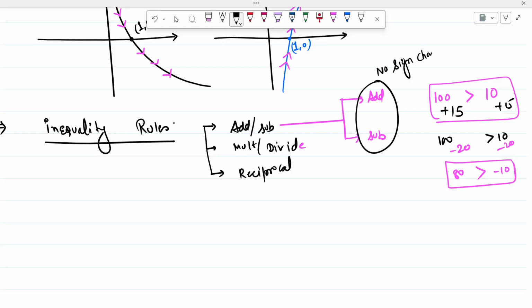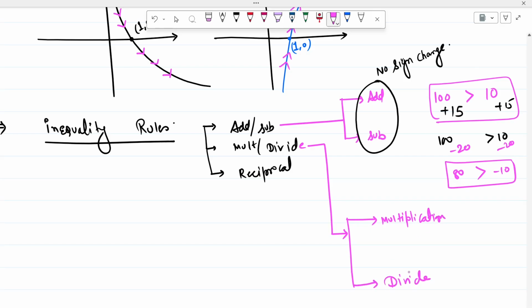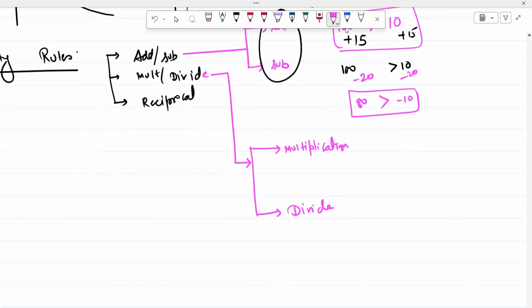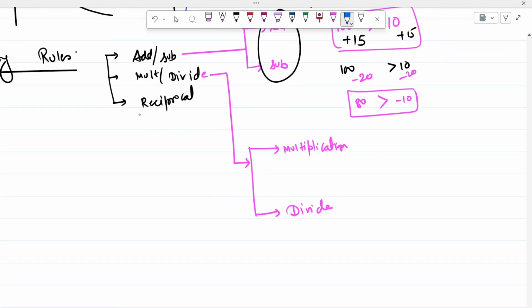Okay, let us see multiplication and division. Do you know the rule for multiplication and division? When you multiply or divide by a negative number, you swap the signs. Very good, you know this. So if you multiply by a negative number, the inequality will get flipped. Do you know the rule for reciprocal? If we take the reciprocal of both sides, will the inequality change?